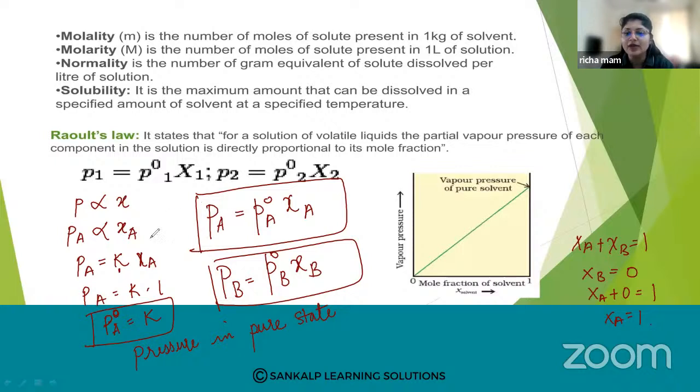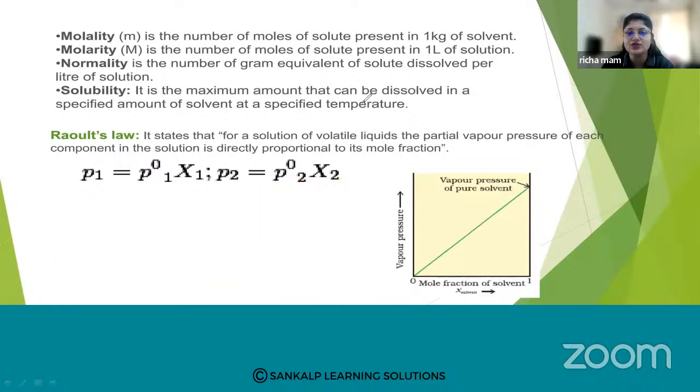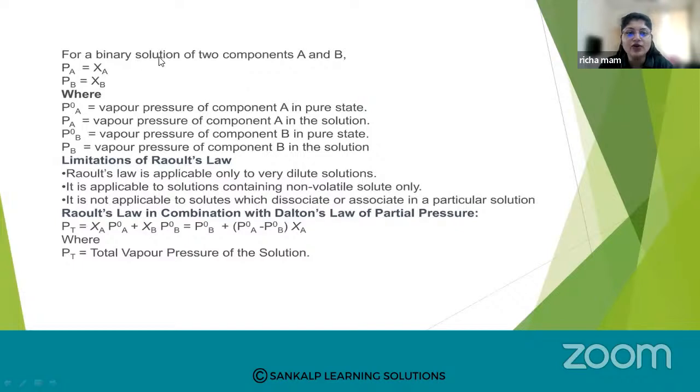And PA means there will be a solution. It is not in the pure state, so some other molecule can also be present. So consider a binary solution. Binary means a solution consisting of two components, A and B. Then for component A, PA equals P naught A into chi of A.